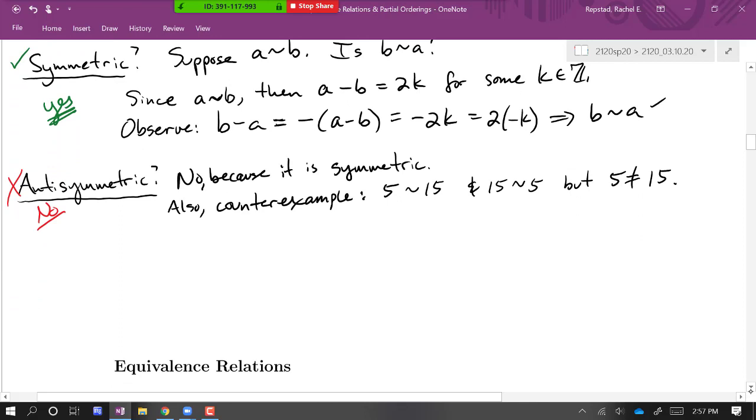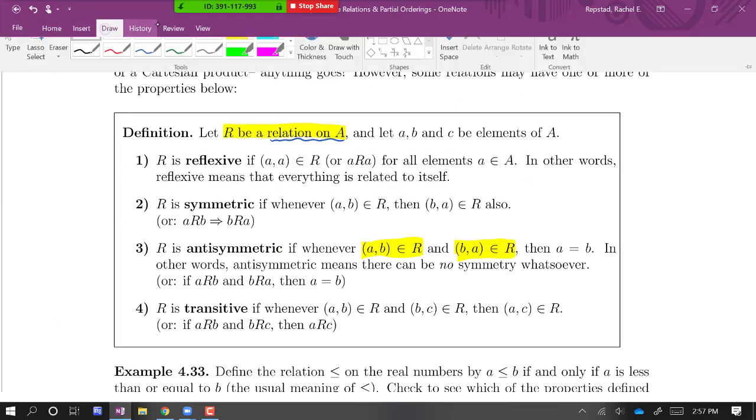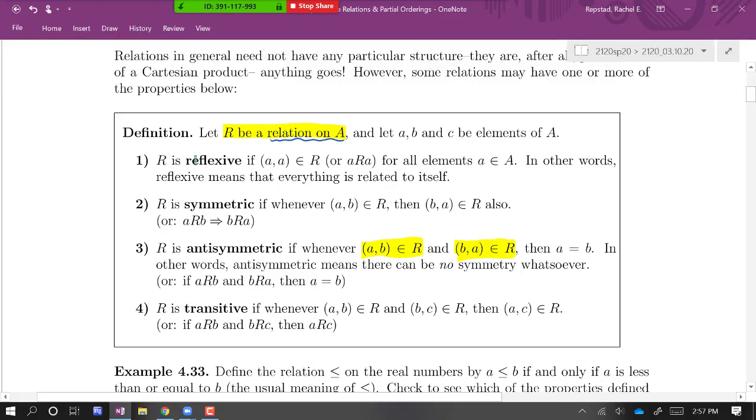Okay, one more. The last one is checking to see if it's transitive. This one probably takes the most writing, but it's not terrible. I should leave a little more space because I write kind of big these days. Is it transitive? I'm going to go back to the list of properties, paying special attention to the reflexive, symmetric, and transitive.